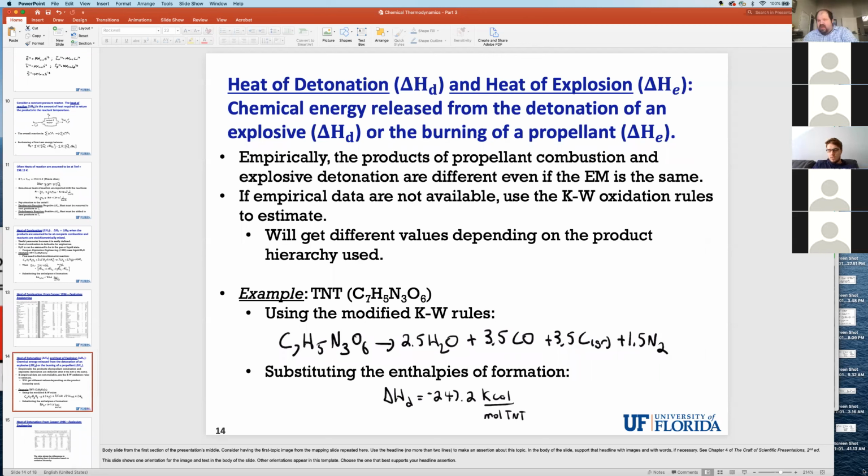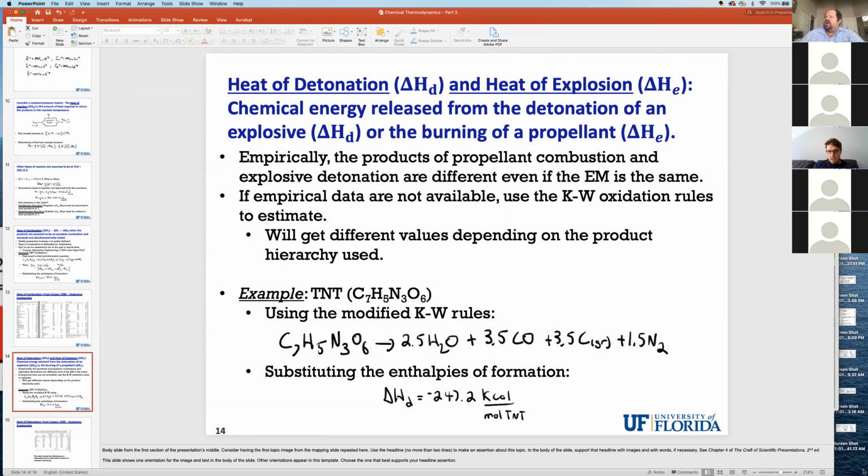Now, for an explosive or for a traditional hydrocarbon, you typically only need the heat of combustion. But for an energetic material that can burn by itself without additional oxidizer, we would like to characterize the amount of energy that is liberated in that process if it burns by itself. For an explosive, that's called the heat of detonation. And for a propellant that just burns, that's called the heat of explosion. These are both really the same thing. It's the chemical energy that is released from the detonation of an explosive or the burning of a propellant.